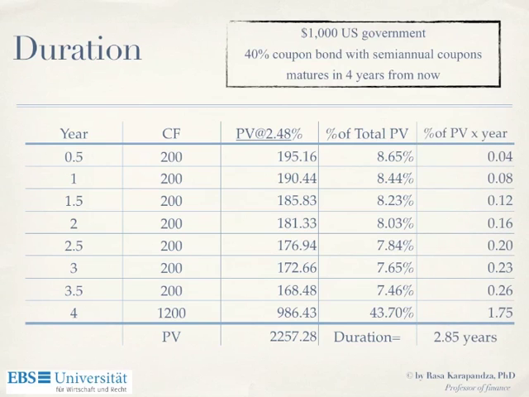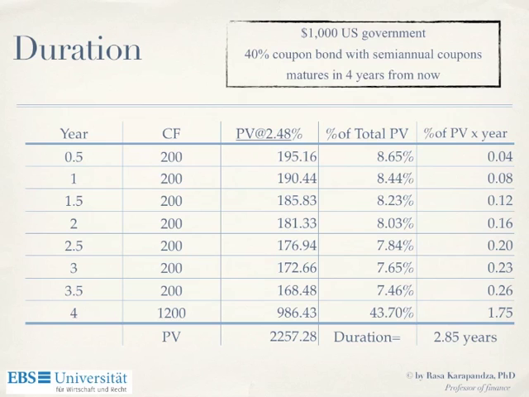And now you multiply these numbers by the corresponding time period. So this 1.75 years is basically 4 times 0.437, and you get 1.75. So this is some number of percents times the year. This is expressed in years. If you add all these numbers together, you end up with 2.85 years. This is the duration of this bond.